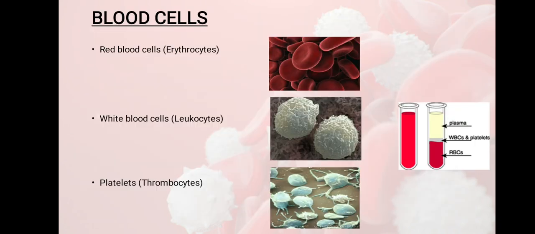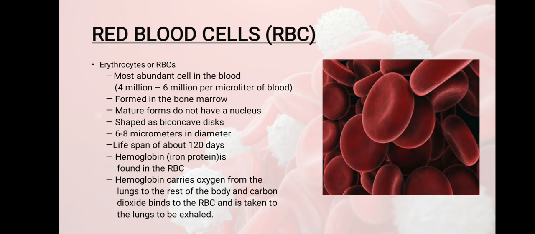Blood cells: red blood cells or erythrocytes, white blood cells or leukocytes, and platelets or thrombocytes. Red blood cells, or RBC, are the most abundant cells in the blood. Formed in the bone marrow, the mature form doesn't have a nucleus. Shaped as a biconcave disc, with a lifespan of about 125 days.